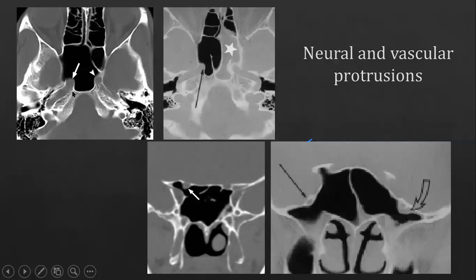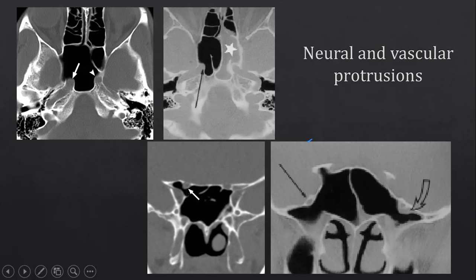Neurovascular relations, we have looked at this before. The carotid artery can sometimes actually bulge into the sinus, and this is a person who has sphenoid sinus disease with obstruction of the sphenoethmoidal recess. It's very important to identify this protrusion into the sinus to avoid any inadvertent trauma to the petrous and the precavernous portion of the internal carotid artery.